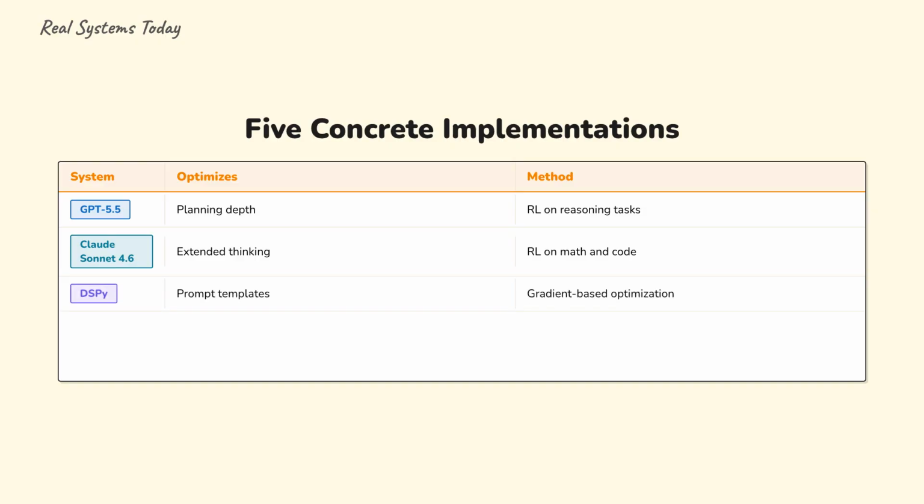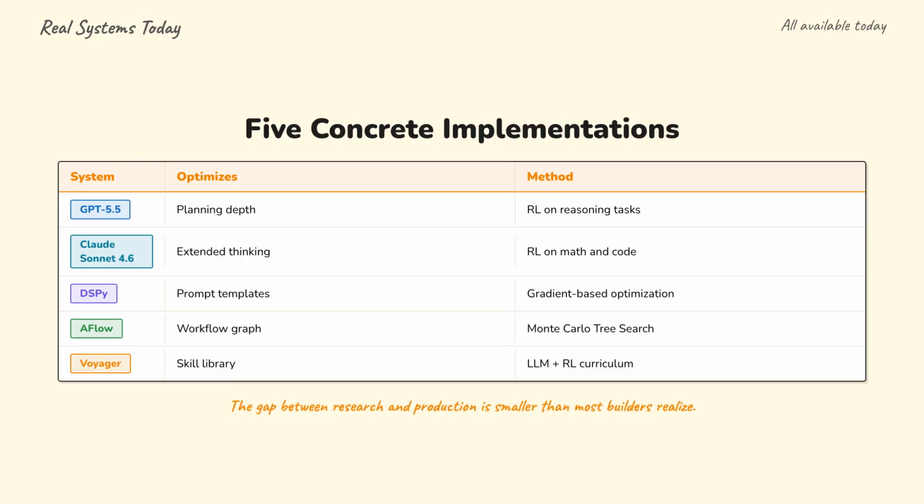DSPy from Stanford applies gradient-based optimization to prompt templates and is pip installable today with no RL infrastructure required. AFlow uses Monte Carlo tree search to discover optimal workflow configurations. And Voyager uses an RL-driven curriculum to accumulate a self-expanding skill library that compounds over time. The field is moving faster than most builders realize. The gap between research and production is smaller than it looks.